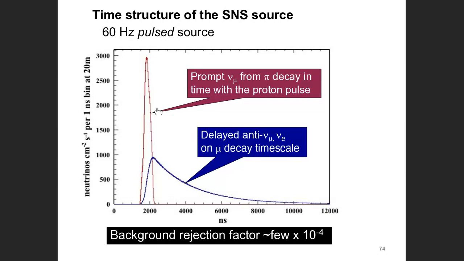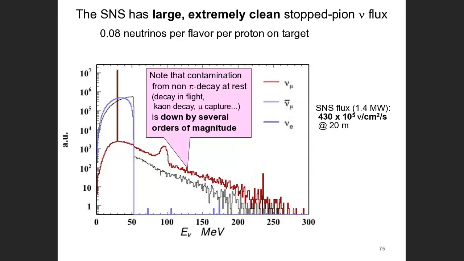So this is the time structure. There's a prompt muon neutrino from pion decay that is in time with the proton pulse. Those are very pure muon neutrinos. Then there are anti-muon neutrinos and electron neutrinos on a muon decay timescale that come from the muon decay at rest. And with the beam at 60 hertz, the background rejection factor is a few times 10^-4. So it's a very good source for that. It's also very clean in the sense that almost every neutrino comes from a pion that decayed at rest, and this is a log scale.